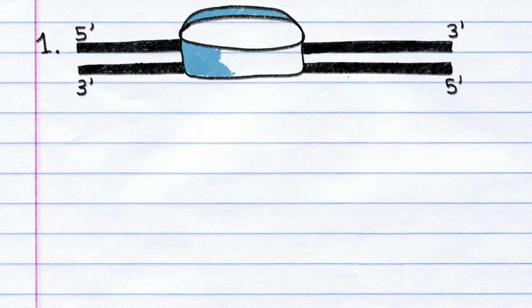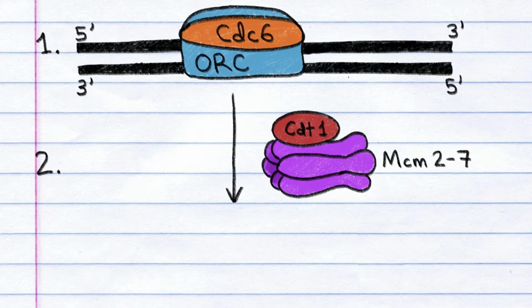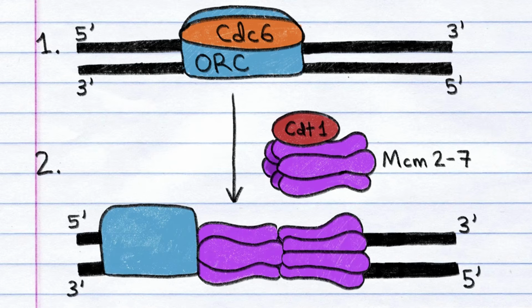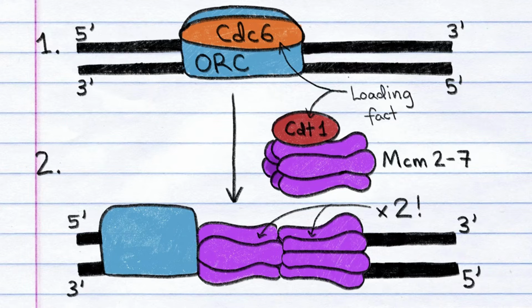During licensing, the ORC, in complex with CDC6, recruits the MCM hexamer-CDT1 complex. Then, a second MCM hexamer-CDT1 complex is recruited. CDC6 and CDT1 are loading factors and replicator activator proteins.